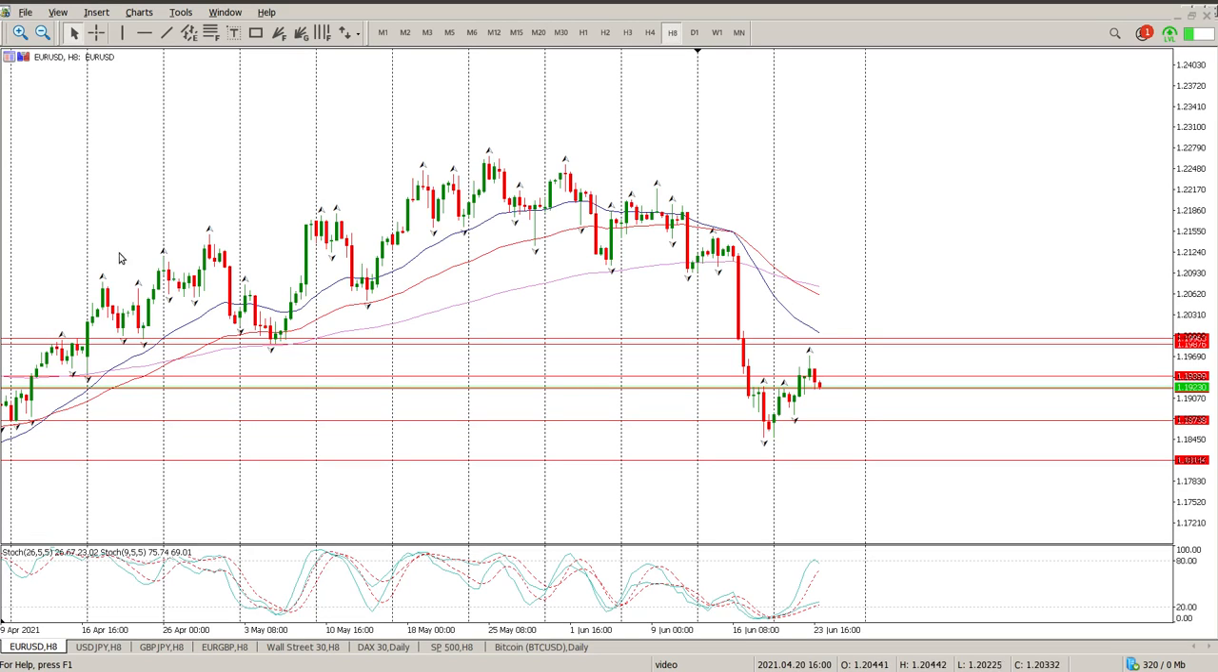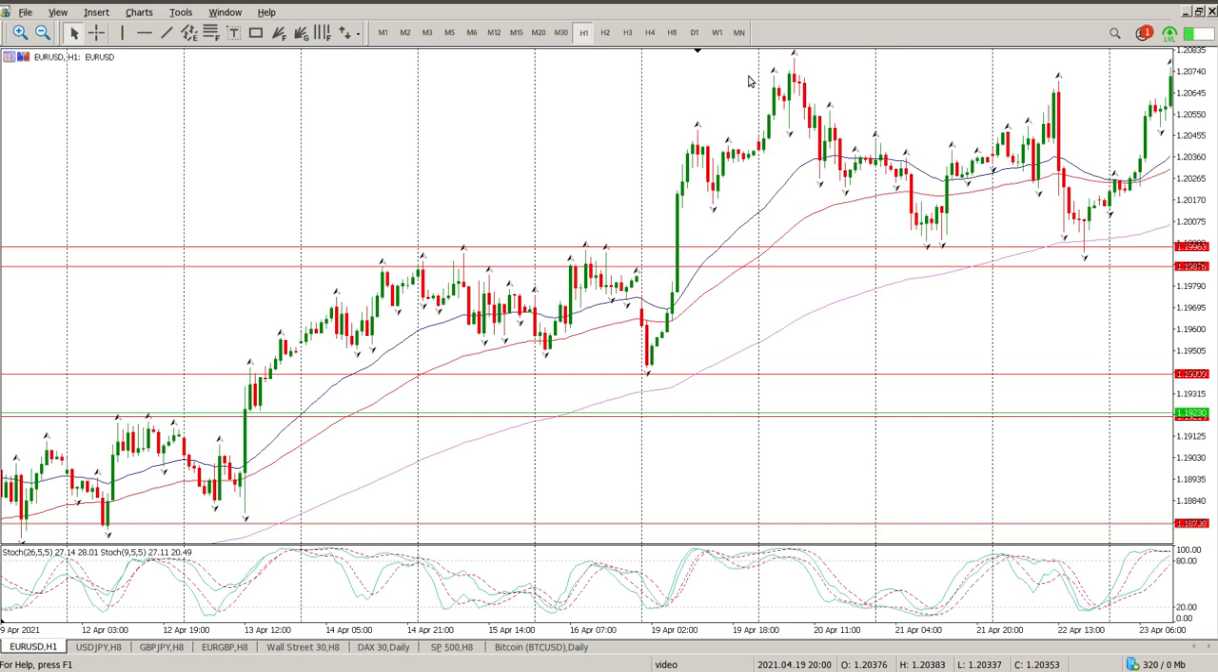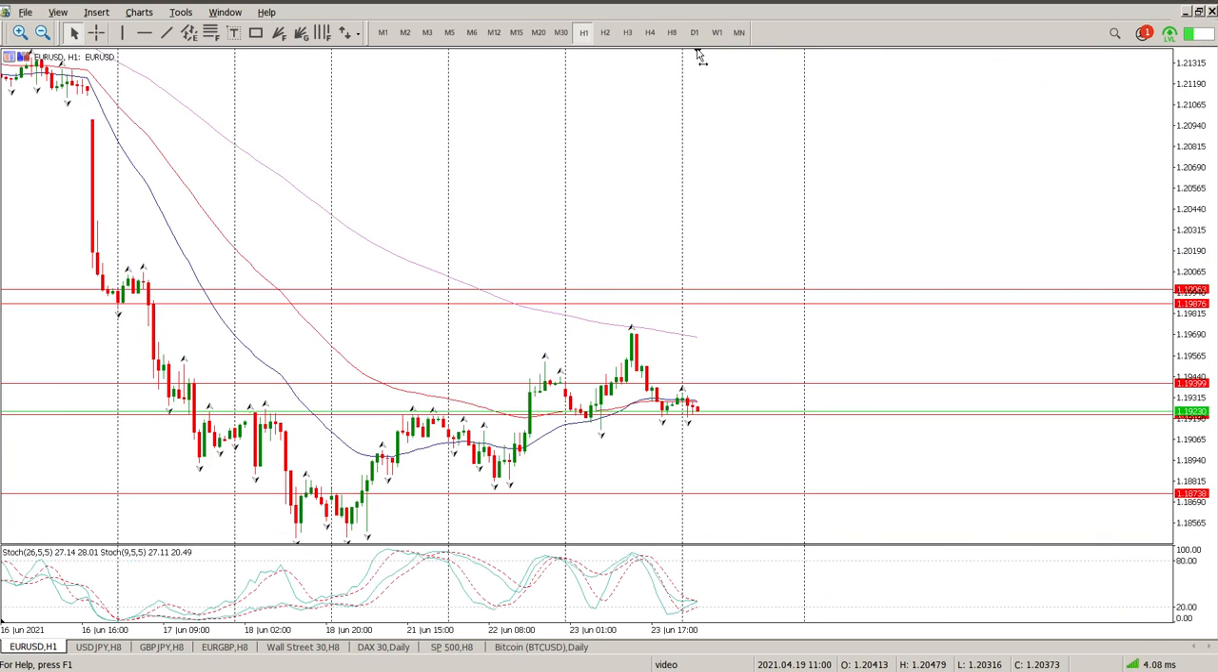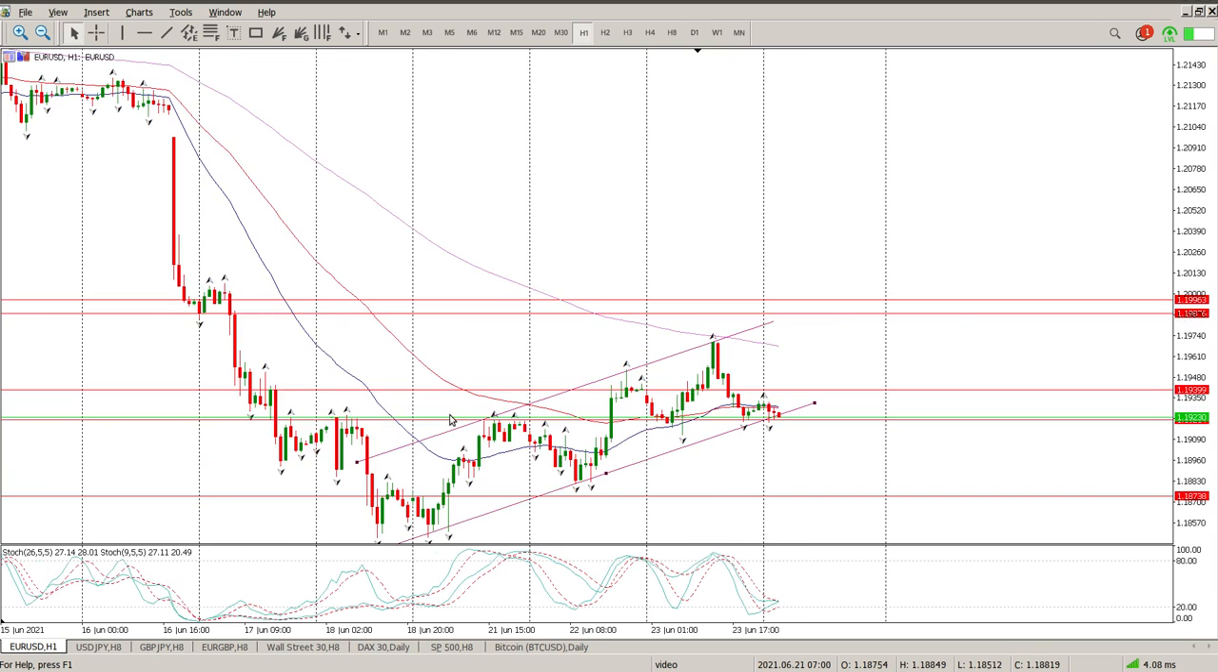So starting off with Euro USD, and our inverse head and shoulders is fast turning into a flag, and I think the best way to look at this is on the hour. And let's just get a channel tool here. Okay, there is our channel.